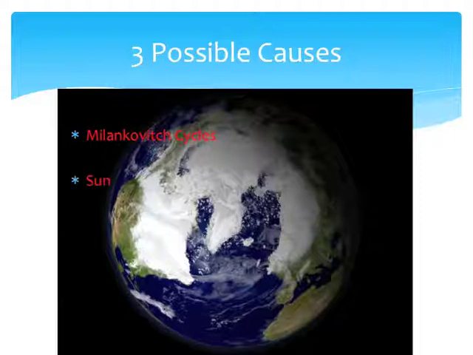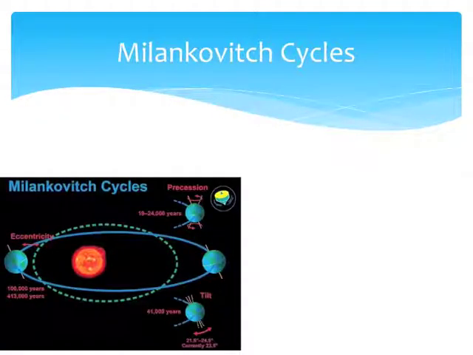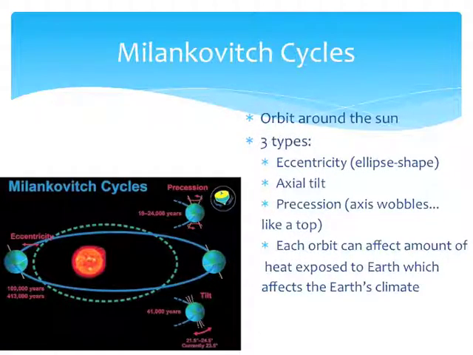There are three possible causes of the ice ages: the Milankovitch cycles, the sun, and the carbon dioxide levels. Milankovitch cycles are basically the Earth's orbit around the Sun. There are three main types of orbit: the eccentricity, which is an ellipse-shaped orbit, axial tilt, and precession. These orbits can influence how much heat is exposed to the Earth's surface, and therefore they can also affect the climate on Earth.